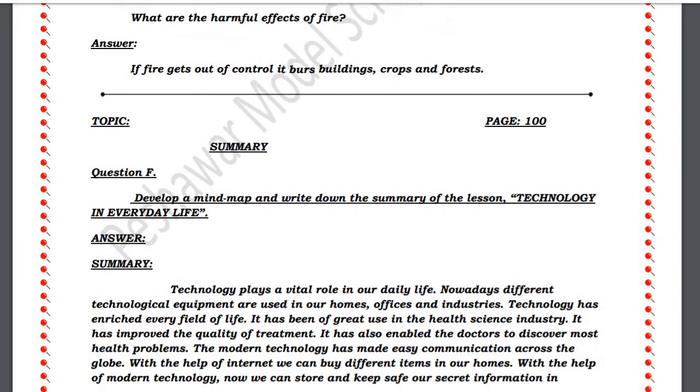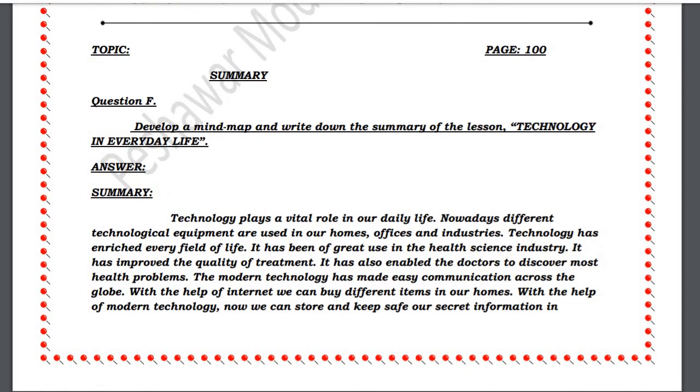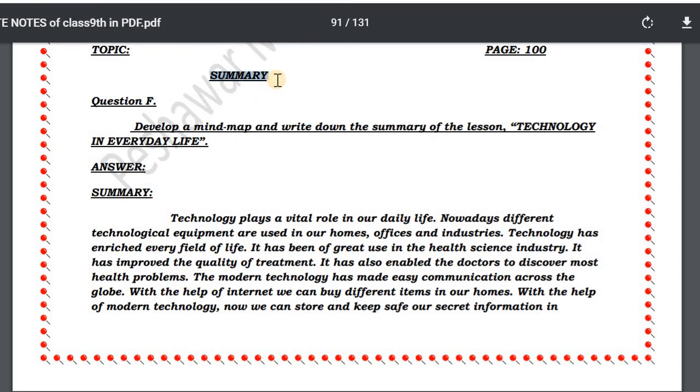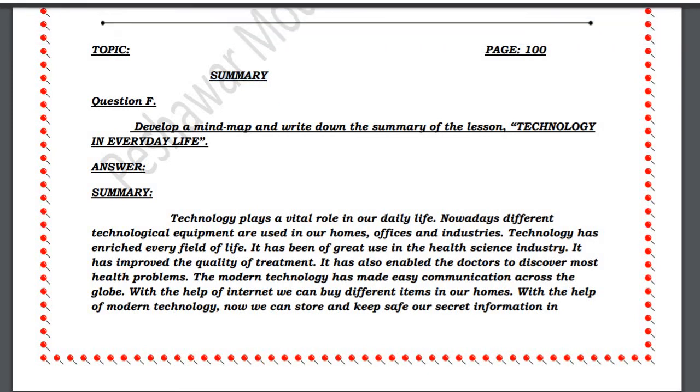Now come towards another topic. Prepare a new page in your notebook of English, topic summary. Clear? Topic summary, page 100. Question F. Write down the question with a blue marker. Develop a mind map and write down the summary of the lesson, technology and everyday life. This is your task, to draw a mind map for it.